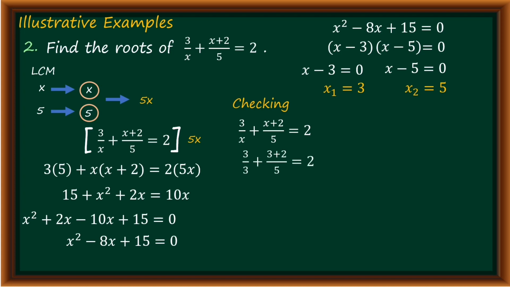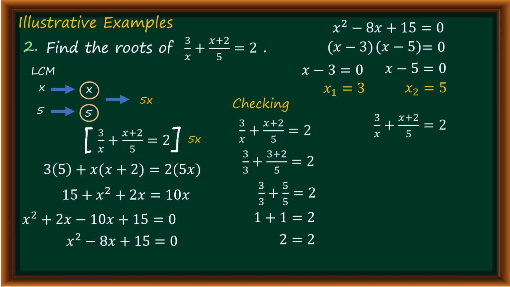So we have 3 over 3 plus 3 plus 2 over 5 is equal to 2. So that is 3 over 3 plus 5 over 5 is equal to 2. 3 over 3 is 1. 5 over 5 is 1. So that is 1 plus 1 is equal to 2. It will give us 2, which is equal to the right side of our equation, also 2. This means that 3 will satisfy our original equation.